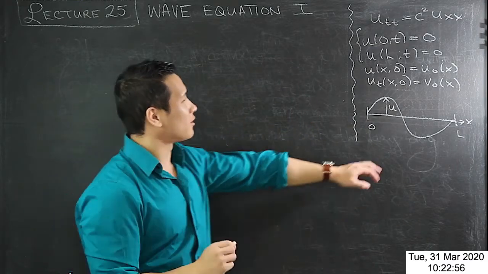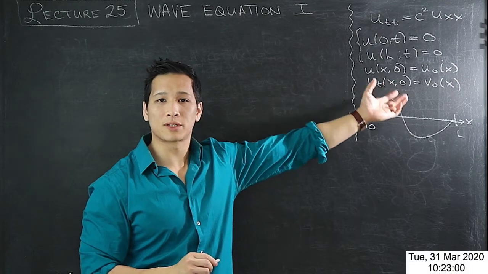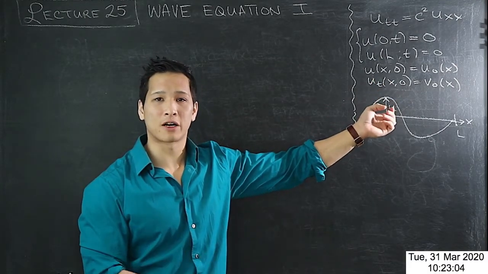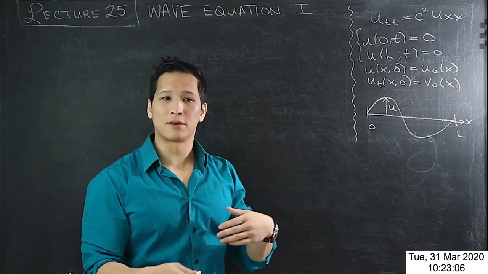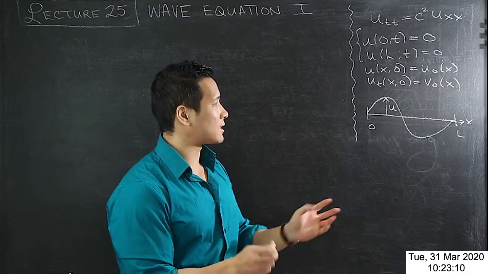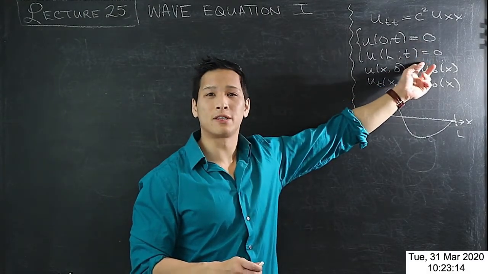Now we want to apply Fourier series to study this type of problem. You're going to do the same procedure. You're going to do separation of variables, get your constants, solve for your lambdas, and then form a Fourier series. It's the same procedure, and as always, you want to check beforehand that you have zero Dirichlet conditions.